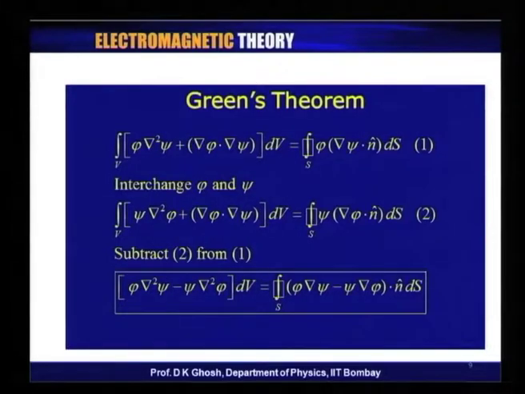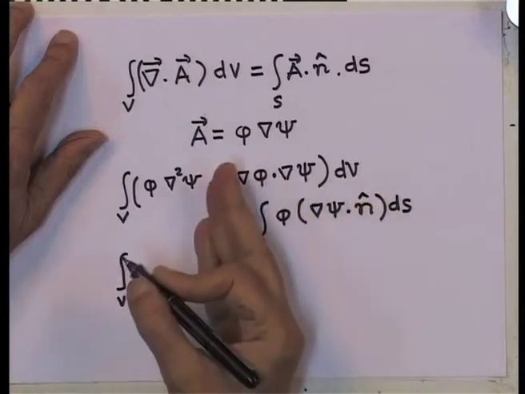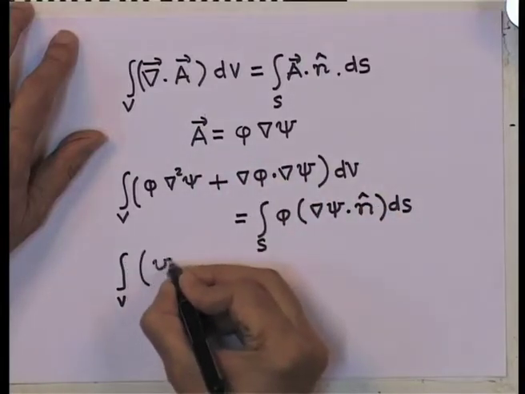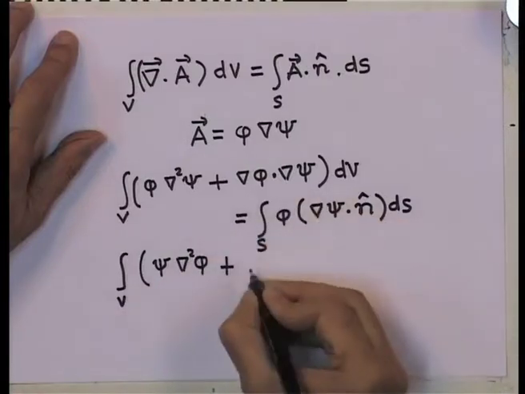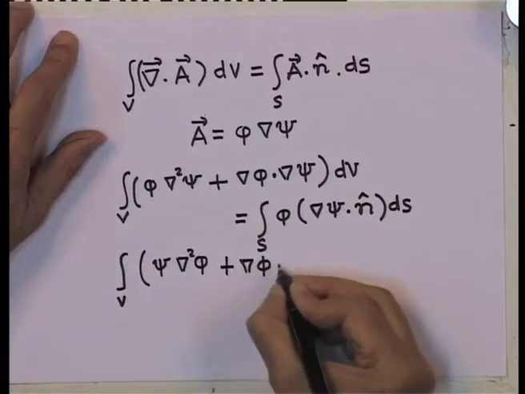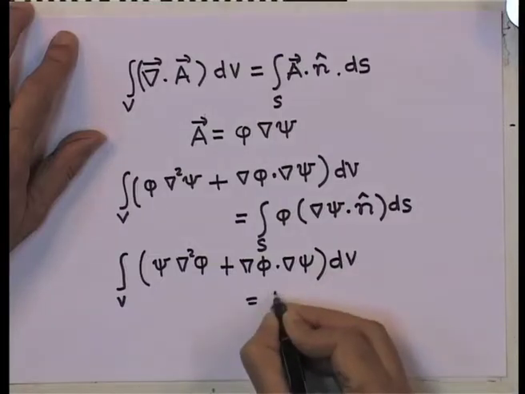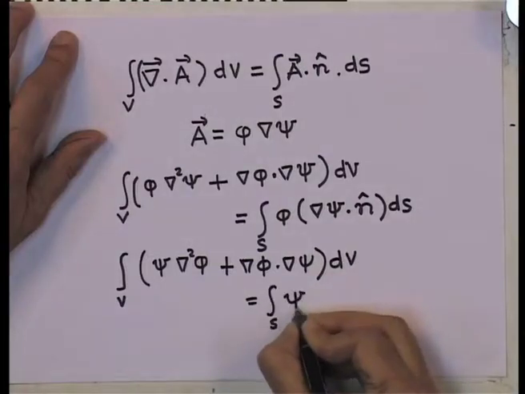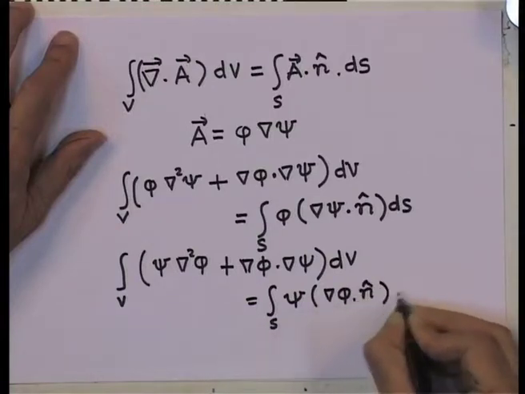Now, phi and psi are arbitrary scalar functions. So, what I do is I simply interchange them. Wherever there is a phi, I write a psi, wherever there is a psi, I write a phi. I will get psi del square phi plus del psi dot del phi, which is the same as del phi dot del psi, integrated over the volume, is equal to the integral over psi del phi dot n ds.